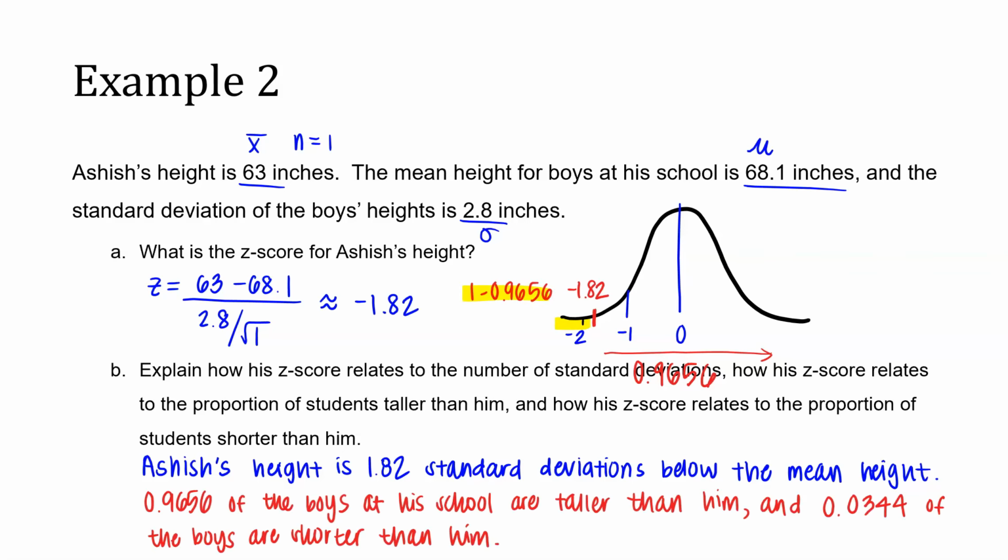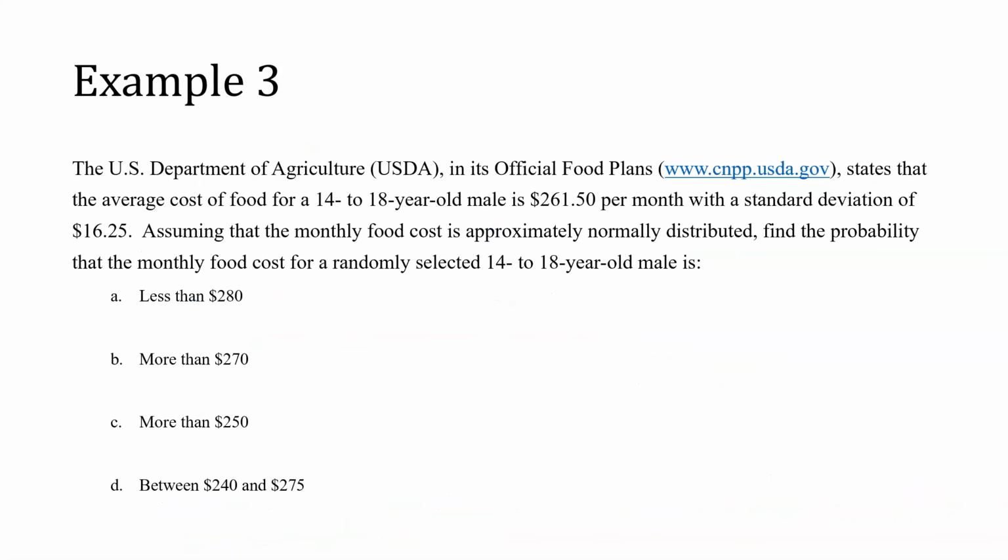Example 3. The U.S. Department of Agriculture, in its official food plans, states that the average cost of food for a 14 to 18-year-old male is $261.50 per month with a standard deviation of 16.25. Assuming that the monthly food cost is approximately normally distributed, find the probability that the monthly food cost for a randomly selected 14 to 18-year-old male is A. Less than $280.